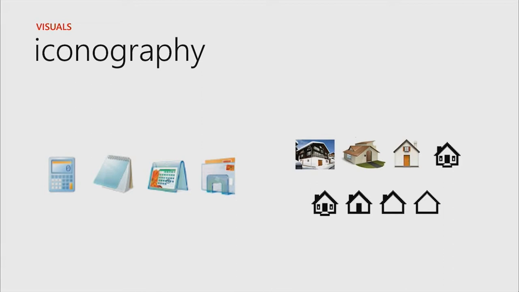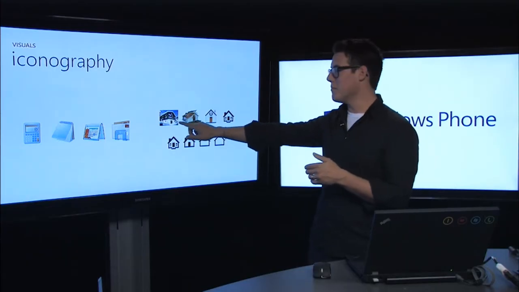But one of the things you'll notice if you look over here on the right-hand side is that the more simple you get, the more generic an icon gets, and the more open the meaning of that icon can be. So if we look at this house, this could be one specific house in the world, maybe 2 or 3.